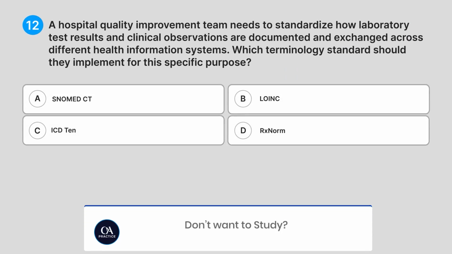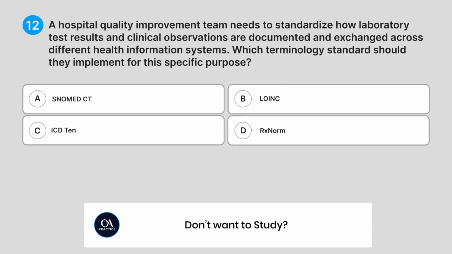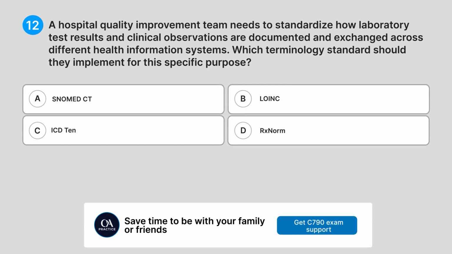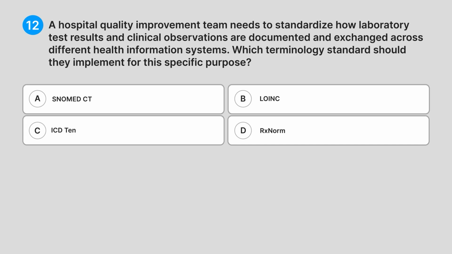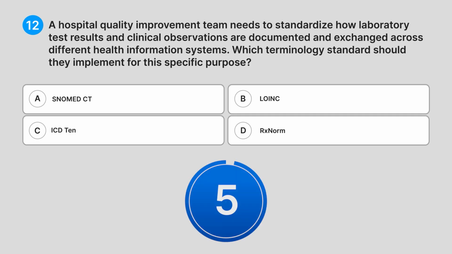12. A hospital quality improvement team needs to standardize how laboratory test results and clinical observations are documented and exchanged across different health information systems. Which terminology standard should they implement for this specific purpose? A. C790 CT, B. LOINC, C. ICD-10, D. RACI. Do you know the answer?